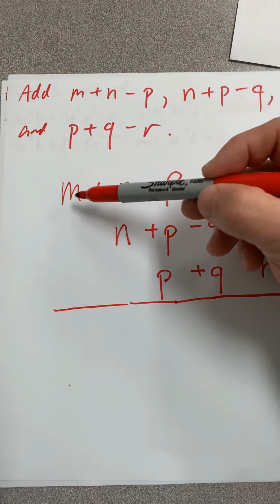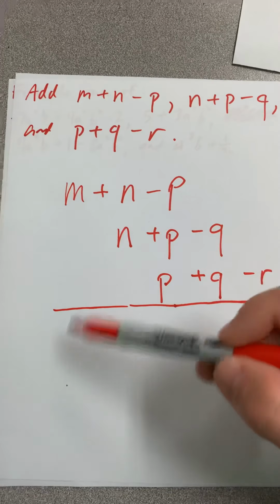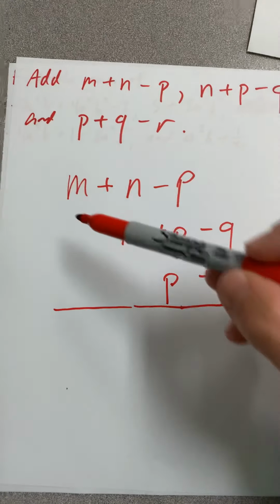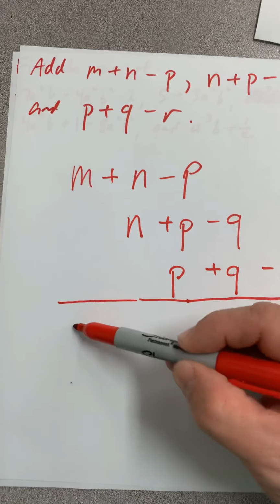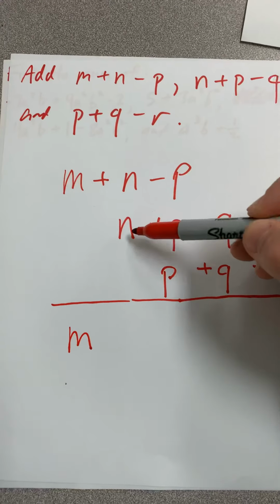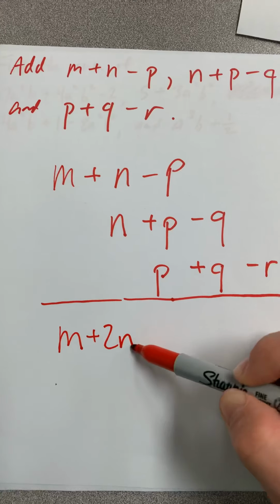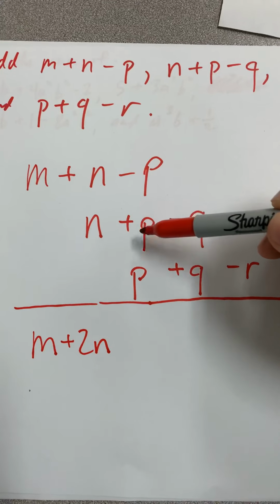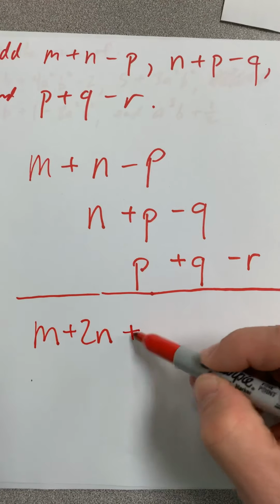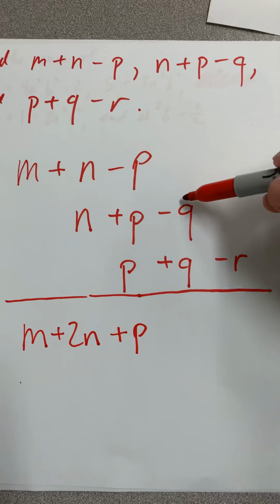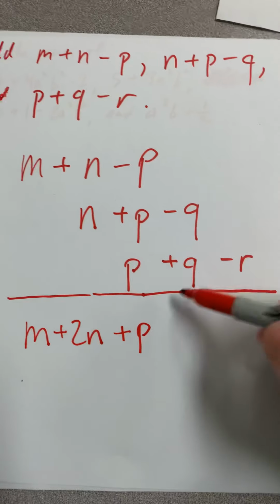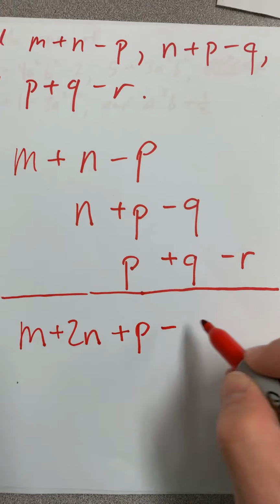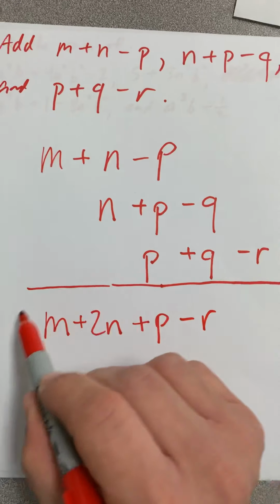All right, so there's nothing that I can add. If you can just imagine zeros here, wherever there's a space, you can just imagine a 0 there. So m plus 0 just gives me m. N plus n gives me 2n. Negative p plus p cancels out, gives you 0, and then 0 plus p gives you p. Negative q plus q gives you 0. Those cancel out. And then you're left with 0 minus r, which is negative r. So this would be our answer right here.